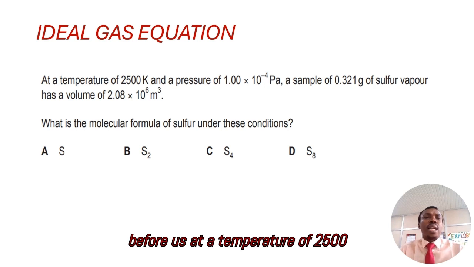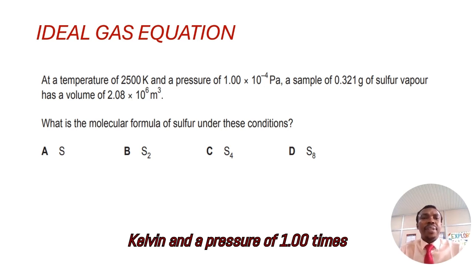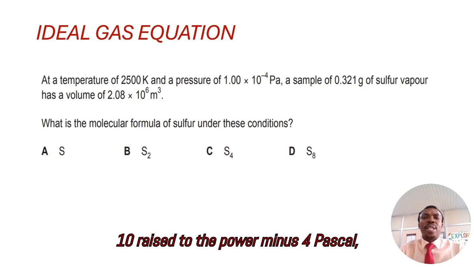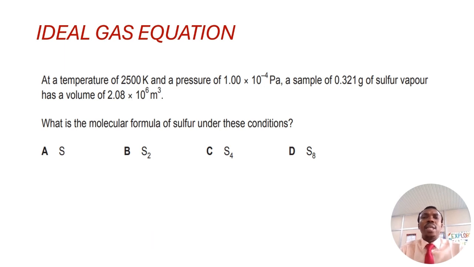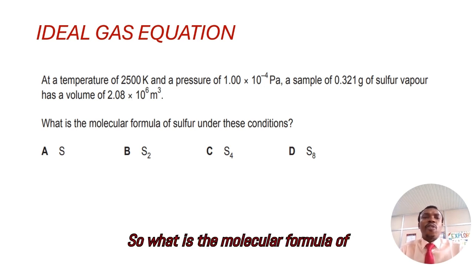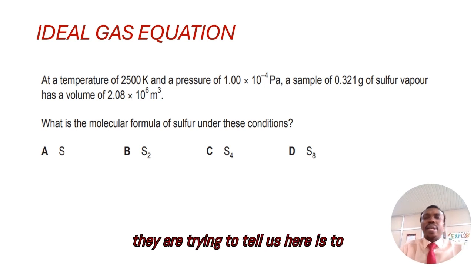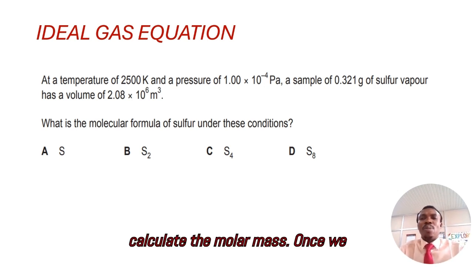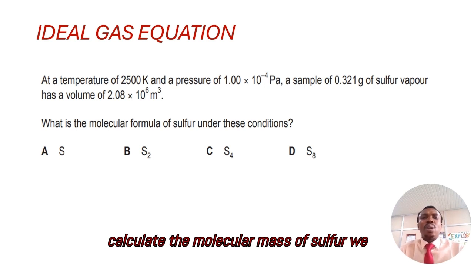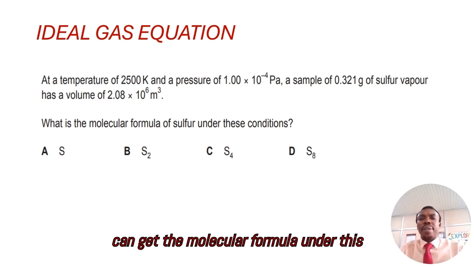So the question before us: at a temperature of 2500 Kelvin and a pressure of 1.00 times 10 raised to the power minus 4 Pascal, a sample of mass 0.321 gram of sulfur vapor has a volume of 2.08 times 10 raised to the power 6 meter cube. What is the molecular formula of sulfur under this condition? Now applying the ideal gas equation, what they are trying to tell us here is to calculate the molar mass. Once you calculate the molecular mass of sulfur, we can get the molecular formula under this condition.